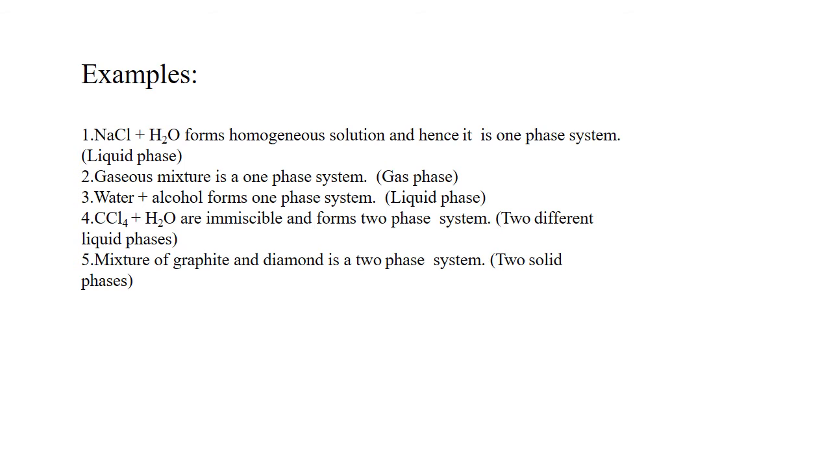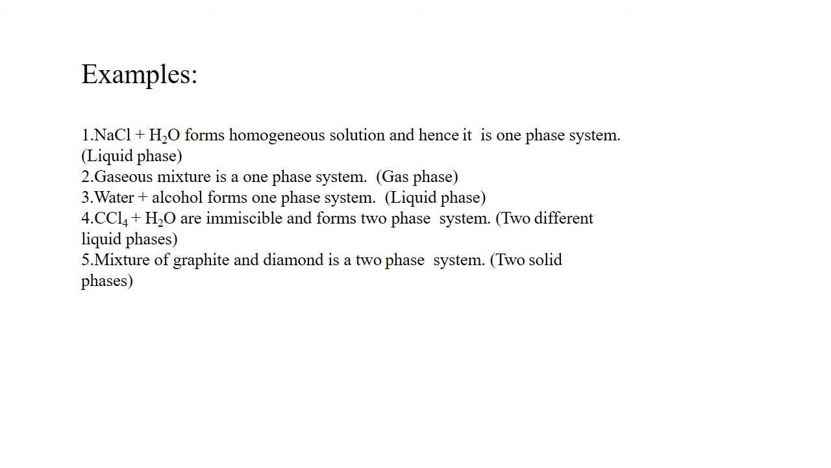Mixture of graphite and diamond. Graphite and diamond both exist in the solid form. The crystal structure of graphite is different from the diamond structure. So when graphite and diamond are mixed with each other, we can clearly see the particles of the graphite as well as the particles of the diamond, because the crystal structure of diamond and the crystal structure of graphite are not miscible with each other. So it's a two solid phase system. The mixture of diamond with graphite is a two phase system.